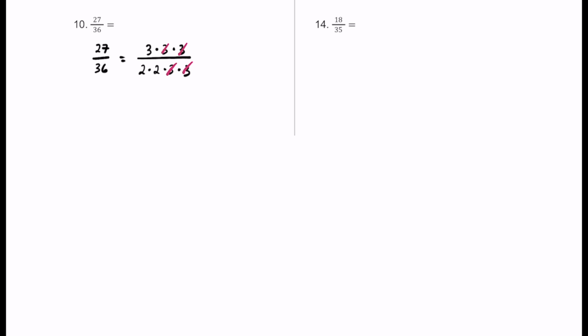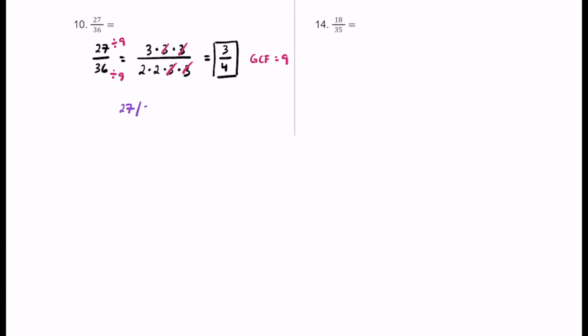I think that's it. 3 times 3 is 9, which means you can divide both of these by 9. And 27 divided by 9 is the leftover 3. And then 36 divided by 9 is the leftover 2 and 2, which makes 4. So 3/4 would be our final simplified fraction here. Our GCF was 9.